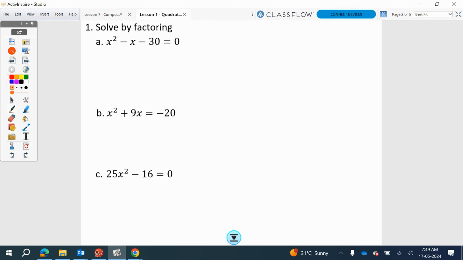What should I think of first when I look at solving this one by factoring? We've got x squared minus x minus 30 equals 0. What should we look at first? The sign. Yeah, we can look at the sign here. What if this is negative, what does that tell us? It tells us there's going to be x plus, and then there's going to be x minus. What do we look at next?